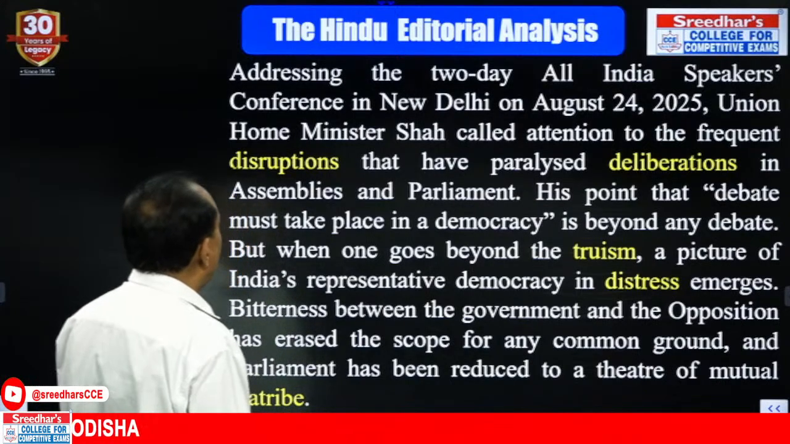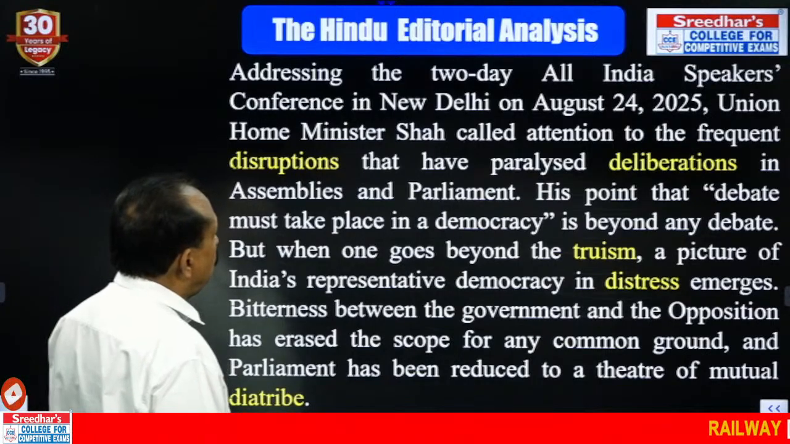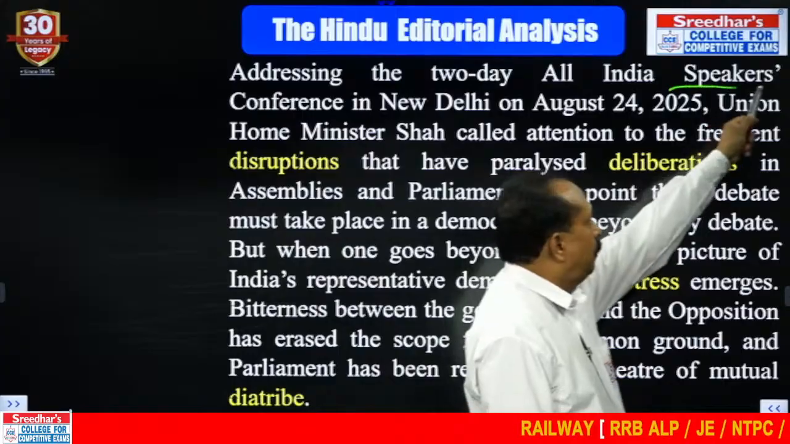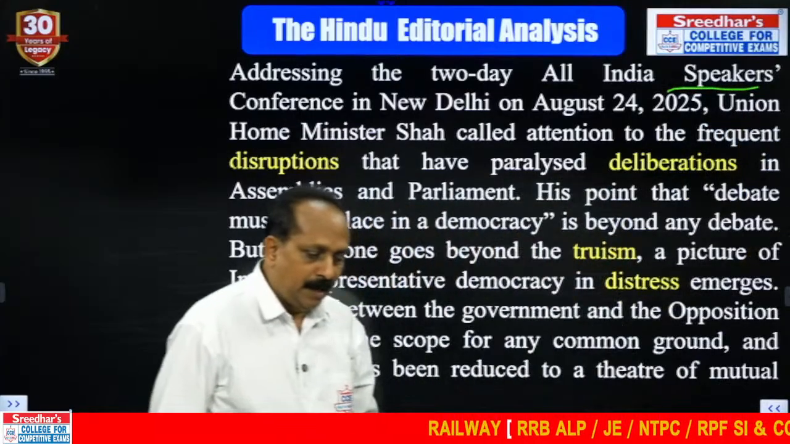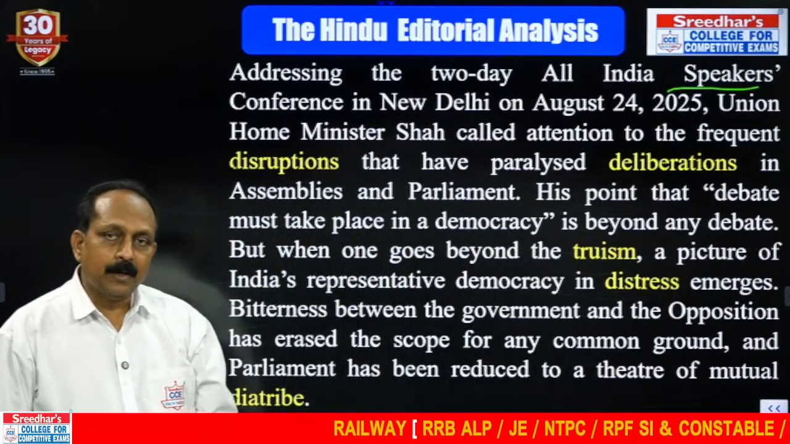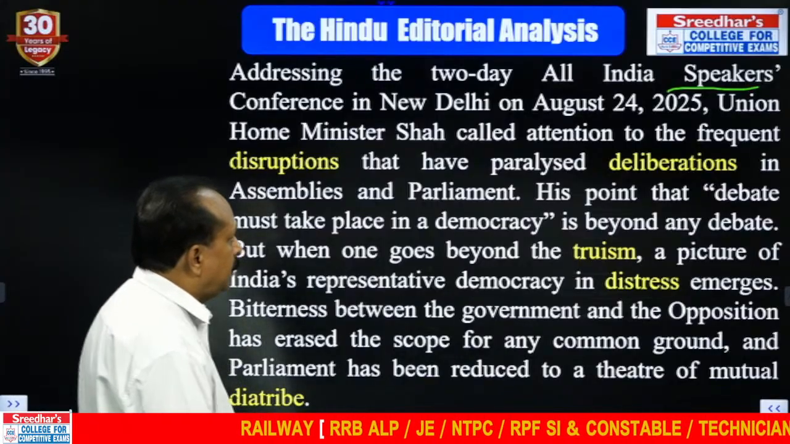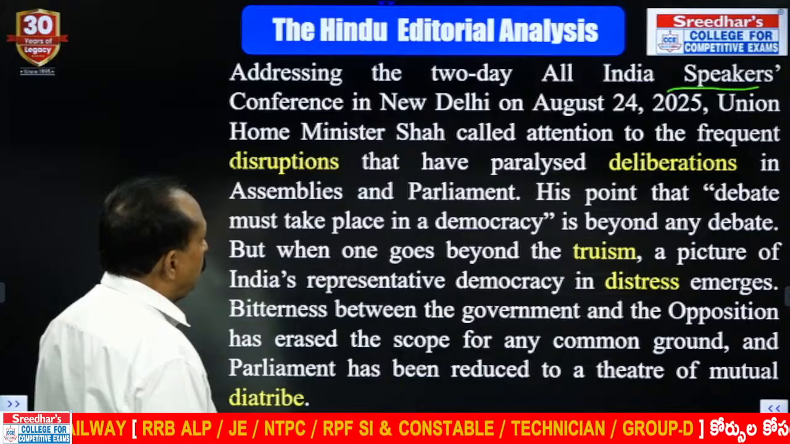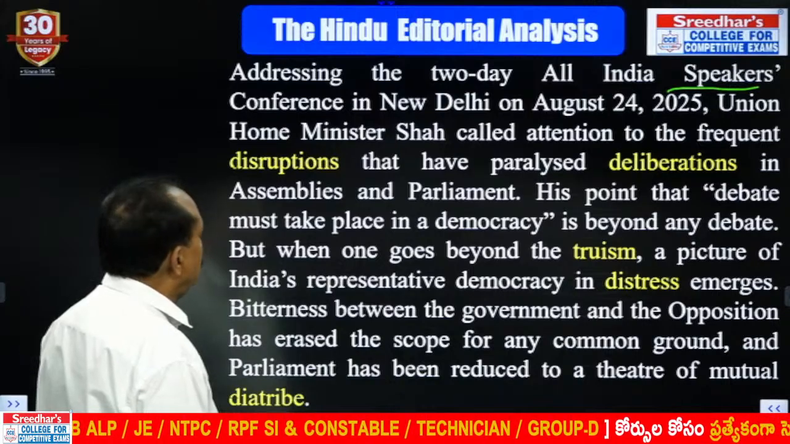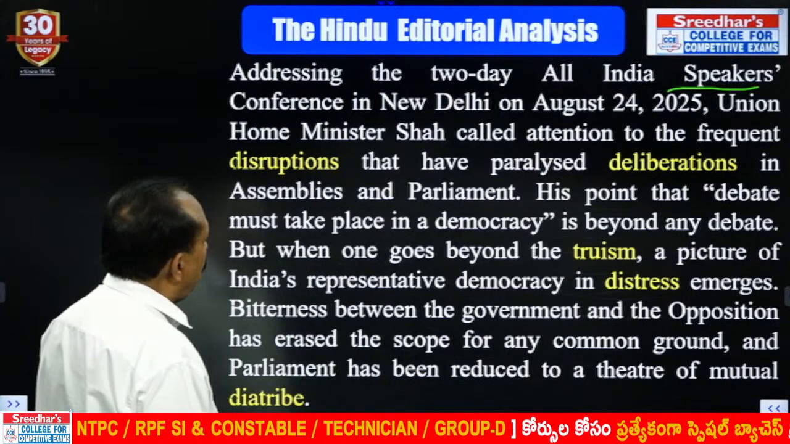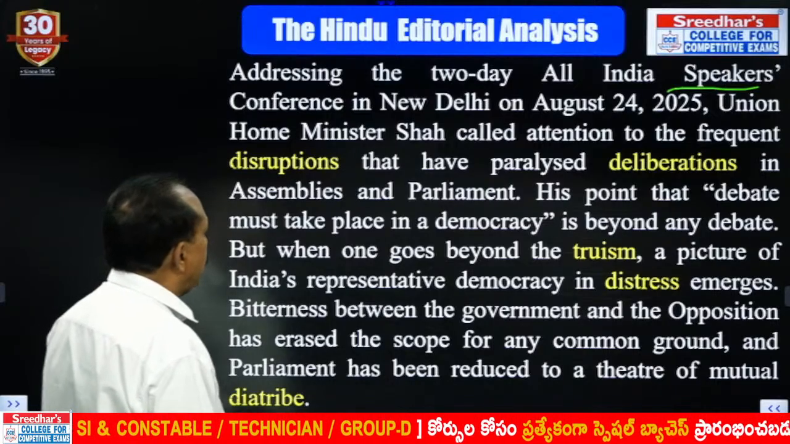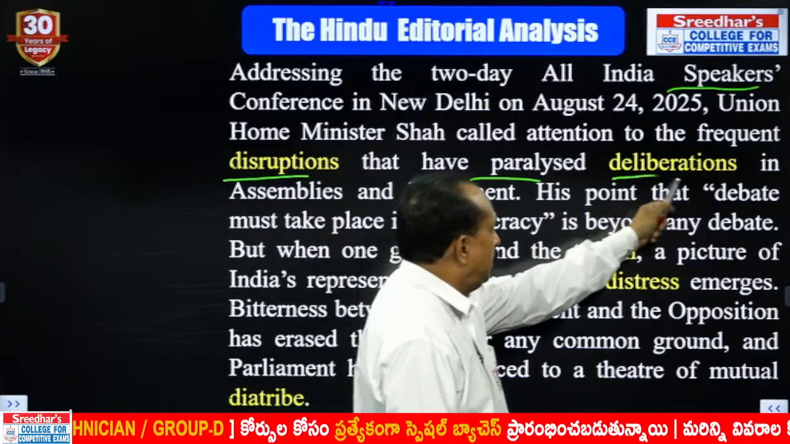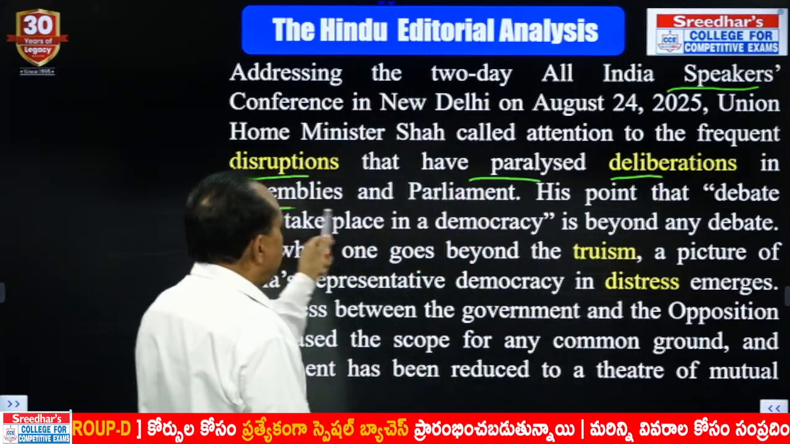Let us see how it starts. Addressing the two-day All India Speakers Conference. Speakers: here we have a plural noun ending in the letter S, so we should use the apostrophe after the letter S. Addressing the two-day All India Speakers' Conference in New Delhi on August 24, 2025, Union Home Minister Shah called attention to the frequent disruptions that have paralyzed deliberations in assemblies and parliament.